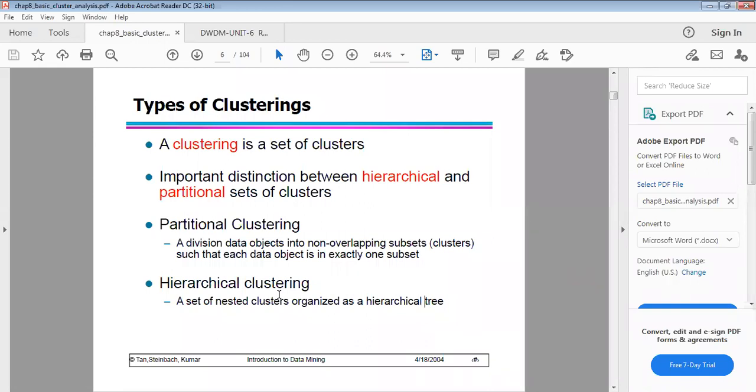So what is hierarchical clustering and what is partitional clustering? Hierarchical clustering is a set of nested clusters organized as a hierarchical tree. From the root node to leaf nodes, you divide the root node into two different branches, and in that way you go down to the leaves. That is hierarchical clustering. The next one is partitional clustering: a division of data objects into non-overlapping subsets, such that each data object is in exactly one subset.